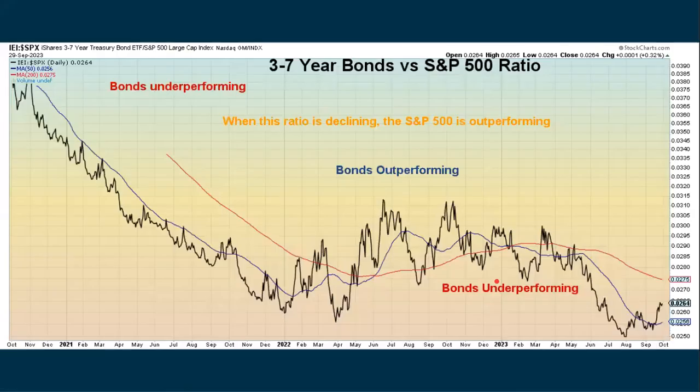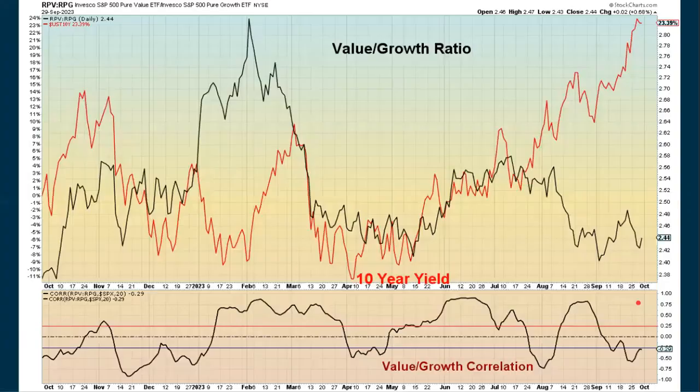Then we look at bonds and compare them with stocks. When this is going down, that means bonds are underperforming. Both have been under a lot of pressure lately, but we're seeing a little bit of a tick up in bonds as stocks have been under greater pressure.